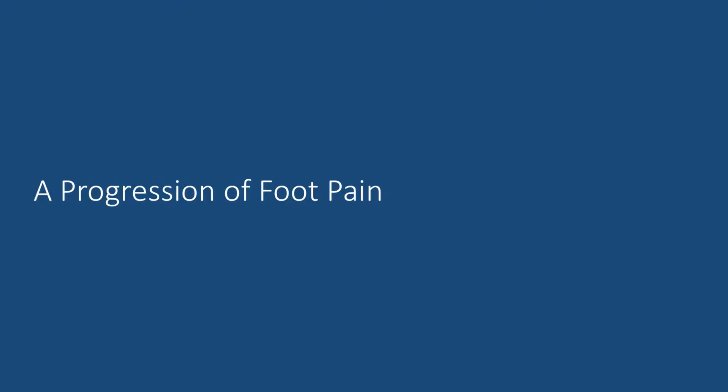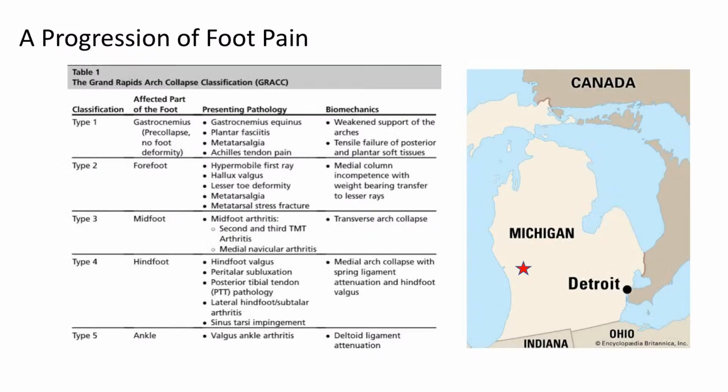So now let's talk about how our foot progresses with pain. Now, it's not important to read all the words on this page, but there's a very successful group of foot and ankle surgeons in Grand Rapids, Michigan, and two of them are actually former presidents of the Foot and Ankle Society. They devised the Grand Rapids classification. It helps us understand how there can be a sequential progression of disease within the foot.